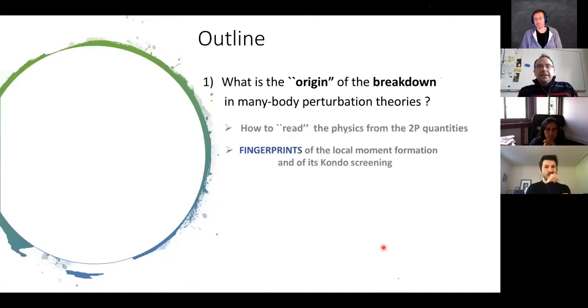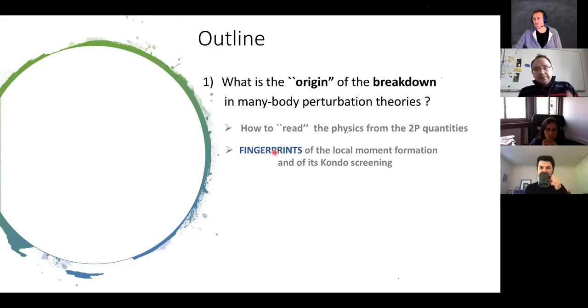And the first question is, what is the physical origin of this breakdown of the perturbation theory? Is it just formalism, or is there something behind it? In order to answer this from our perspective, of course, we have to learn how to read the physics from the two-particle object, which we are typically not used to doing, from the generalized two-particle object, and identify the fingerprints of this physics and see if they are related to the divergences that we are seeing.